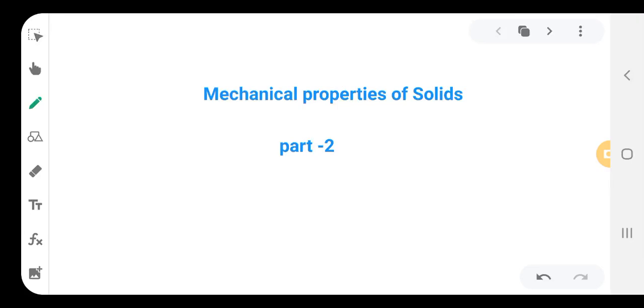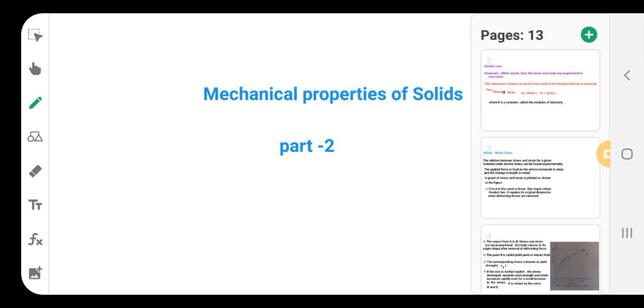Hello students. So coming to the second part of mechanical properties of solids. We will study here about Hooke's law, the stress and strain curve, and the Young's modulus, and different types of elasticity, the longitudinal strain and the shearing strain. Let us go with Hooke's law first.